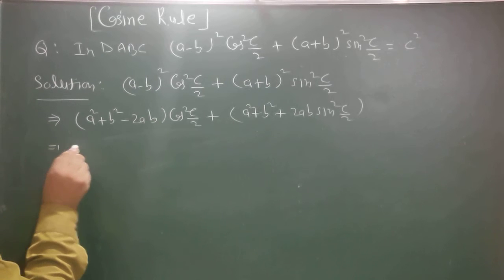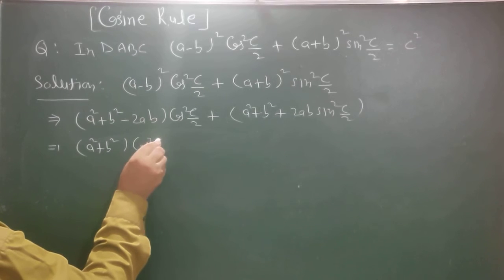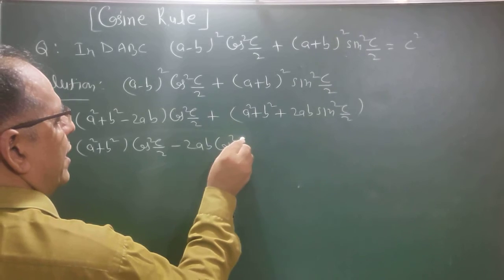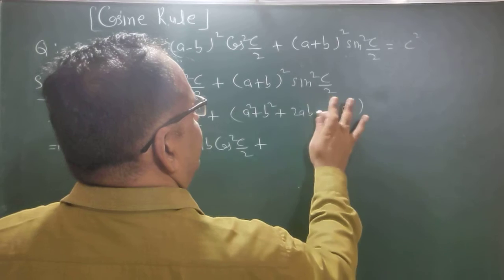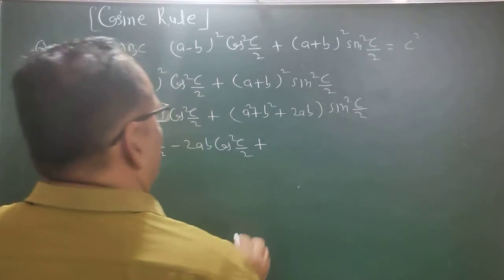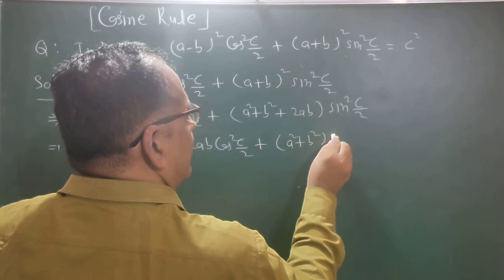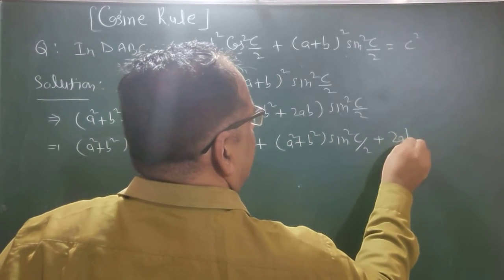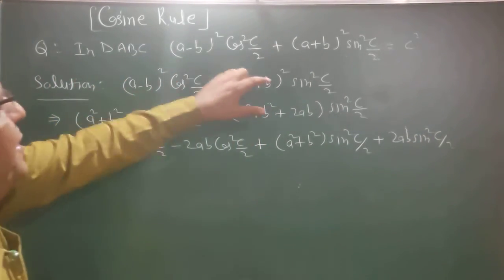Open the brackets. So now we have (A square plus B square) into cos square C by 2 minus 2AB cos square C by 2, plus from the second bracket, 2AB and outside the bracket sin square C by 2. So now open the second bracket: we have (A square plus B square) sin square C by 2 plus 2AB sin square C by 2. First we take the left hand side here.